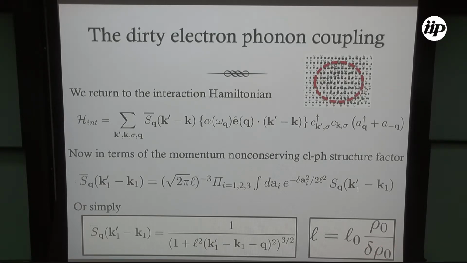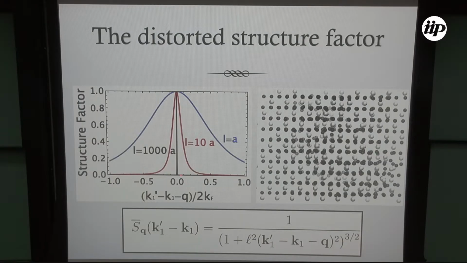So if this is 0, L is infinite, I have a perfect lattice. If this is increasing, the uncertainty is increasing, and I get a fuzzy lattice. The thing is, we can do this calculation exactly for an isotropic system, and we get this expression for the structure factor, which I plot here. For large L, we get just a delta function imposing momentum conservation. If you decrease L, you just get broader and broader, showing that you are relaxing the constraint of momentum conservation.